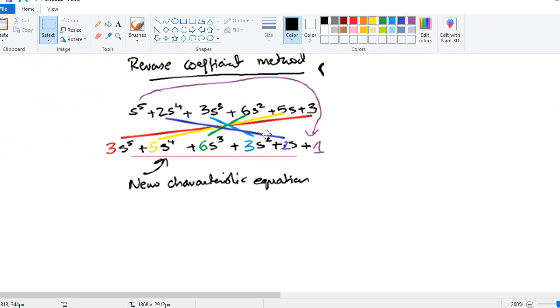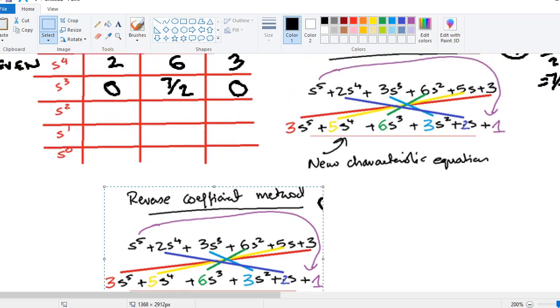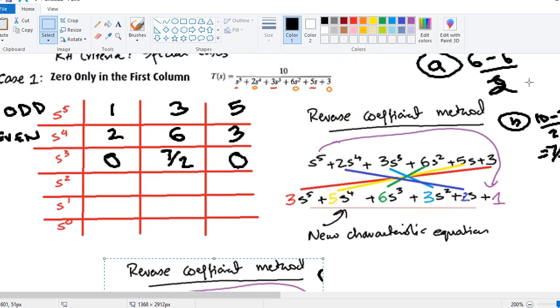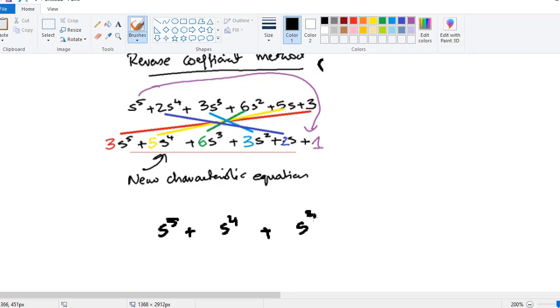What we do is we take the original characteristic equation, that is this characteristic equation that we got in the question, and we reverse the coefficients. So as you can see here, I'll just write it again. We have s raised to 5 plus s raised to 4 plus s cubed plus s squared plus s raised to 1, and then obviously you have the constant.